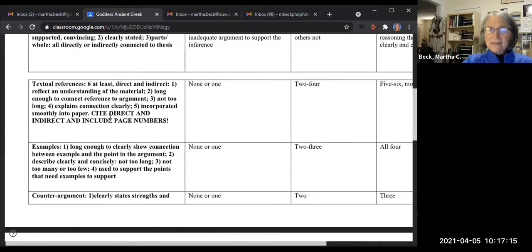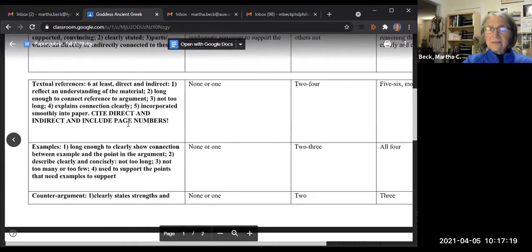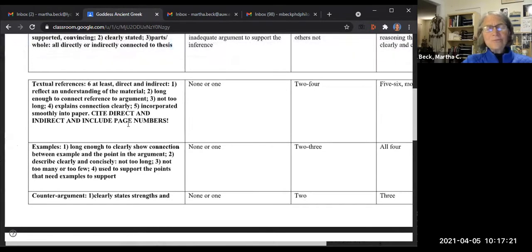Make sure you cite both your direct quotes and your paraphrasing. And when it's online, I hope that you can do page numbers. If it's a JSTOR or whatever, there definitely are page numbers. So I think that's not a problem.